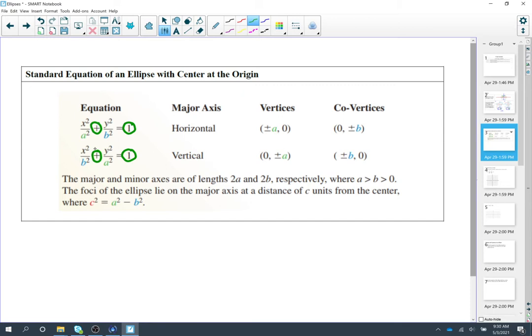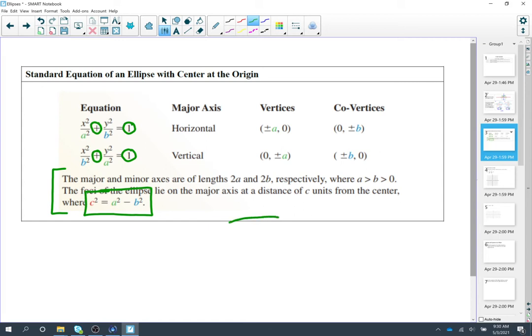Last but not least, the major and minor axes are of lengths 2a and 2b, respectively, where a is greater than b, which is greater than 0. The foci of the ellipse lie on the major axis at a distance of c units from the center, where c squared equals a squared minus b squared. And that's really, really, really important.